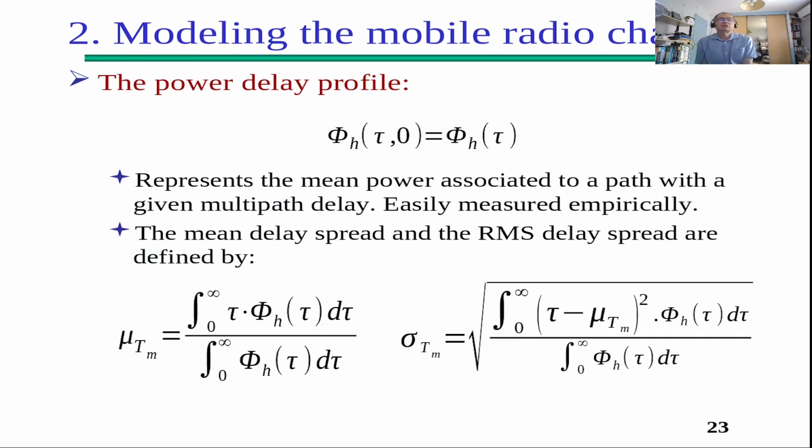So if we consider now the power delay profile, setting the t to 0, this represents simply the mean power that is associated to a path with a given multipath delay. It can easily be measured empirically, and this allows us also to calculate two parameters that are really interesting for digital communication system design, which are the mean delay spread and especially the RMS delay spread. It's a way of qualifying the frequency selectivity of the channel.